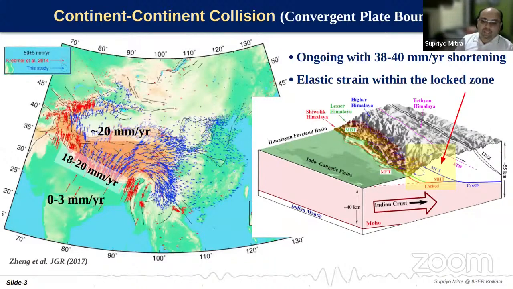And the locked zone is the shallow part of the boundary which separates the downgoing Indian plate and the overriding Himalayas, which is marked on the plot on your right. And that is the region which produces all the big earthquakes.